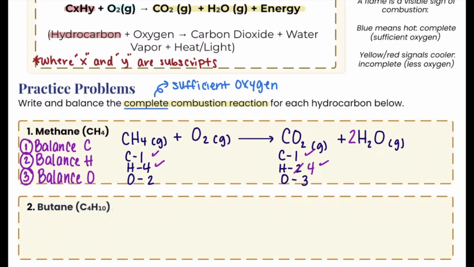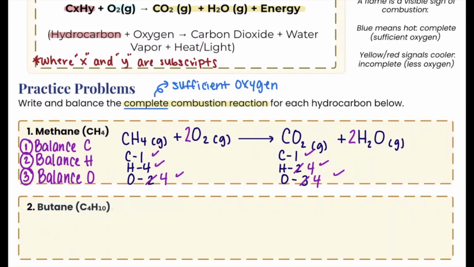So now we can look at the oxygens. Well, for oxygen, on the left we have 2, and on the right we have 2 from the CO2, and we have 2 from the H2O. So 2 plus 2, that gives us 4 oxygens on the right side. So in order to have 4 oxygens on the left side, we would have to add a coefficient 2 in front of the O2 in order to have 4 oxygens on the left and the right side. And taking a quick look at this, doing a final check, looks like we're balanced.